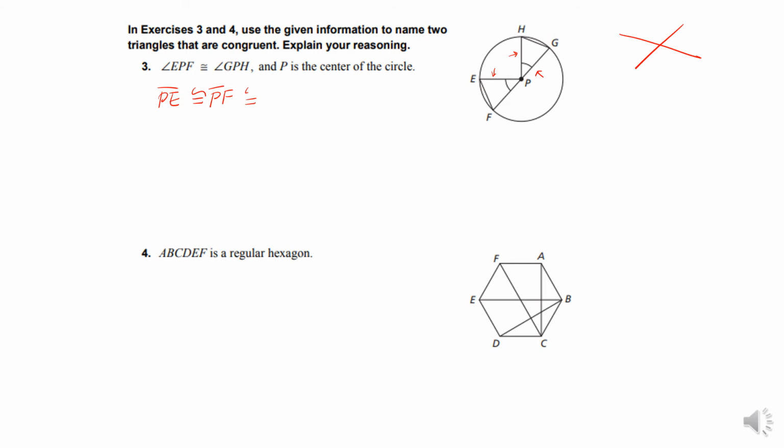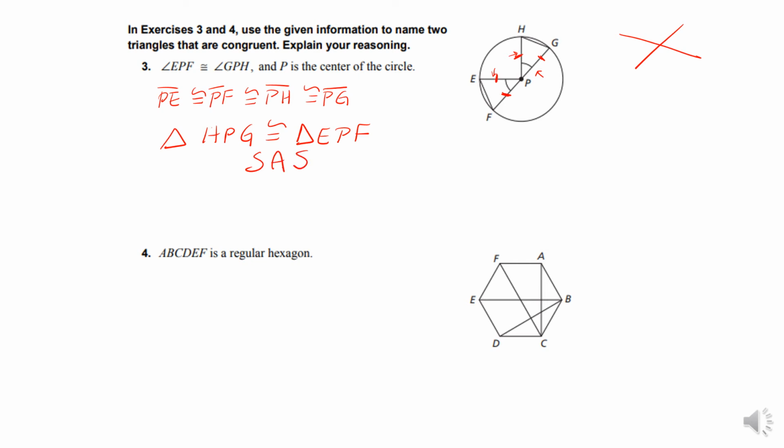All the radii are congruent, so PH and PG. So now I've got this side and this side and this side and this side are all congruent. So I can prove that triangle HPG is congruent to triangle EPF. And that is by side angle side.